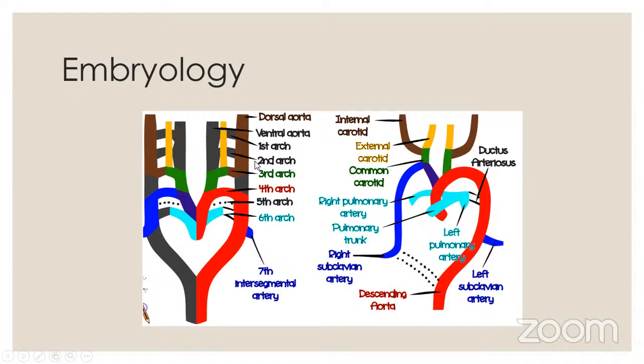The third usually gives rise to the common carotid with part of the internal carotid and external carotid artery. The fourth, on the left side, becomes part of the aortic arch itself. The fifth regresses during fetal life, and the sixth depends on the side. On the left side, it becomes the left pulmonary artery and the ductus arteriosus. On the right side, it becomes the right pulmonary artery.